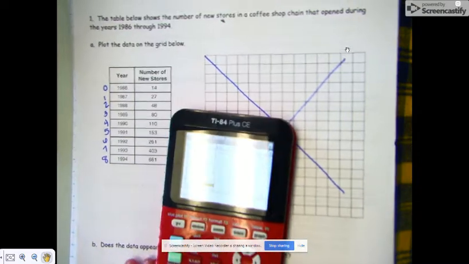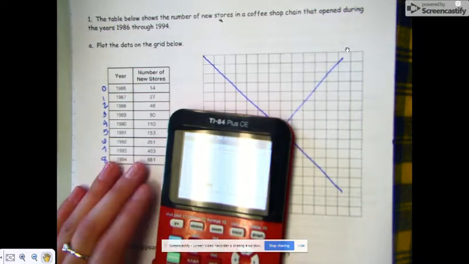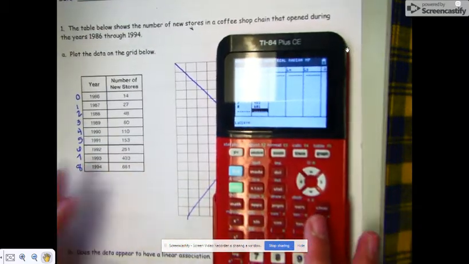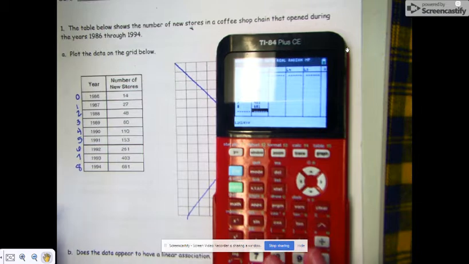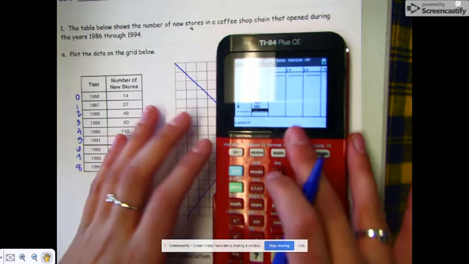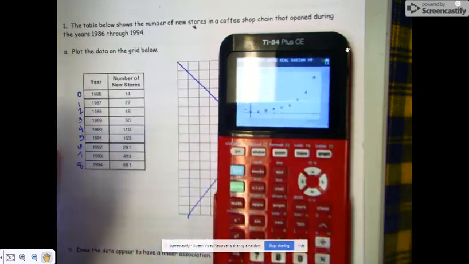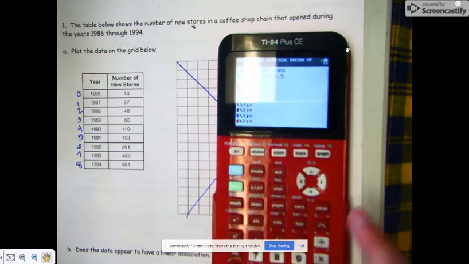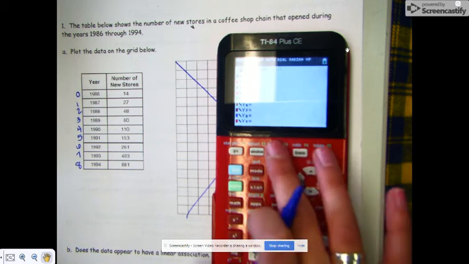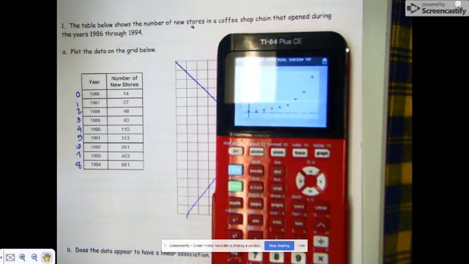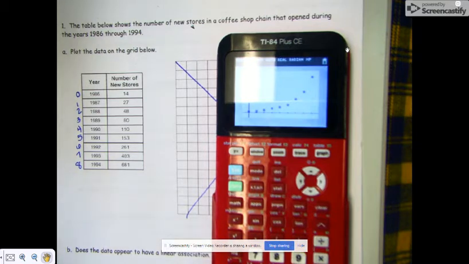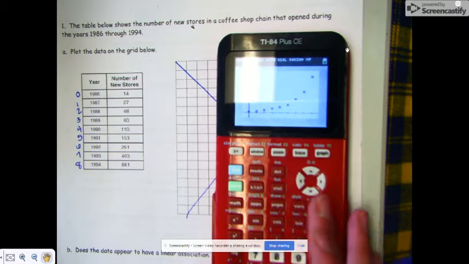So then when you get here, the only thing that's different, if you want to look at your scatter plot again, remember, all your diagnostics should be on from yesterday, but if you don't remember, that shouldn't affect anything. If you press Zoom 9, and it looks like I have already something plotted there, I should probably exit that out. Okay. So if I go to Zoom 9, it'll give me the scatter plot, and if you look at it, it's starting to go up in a curve like an exponential graph. So this data seems to have an exponential pattern.